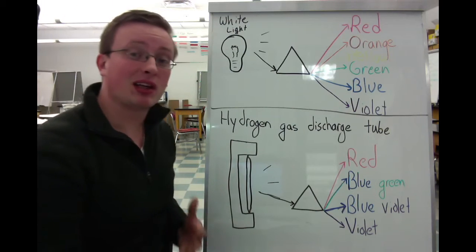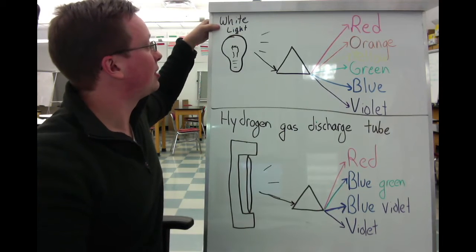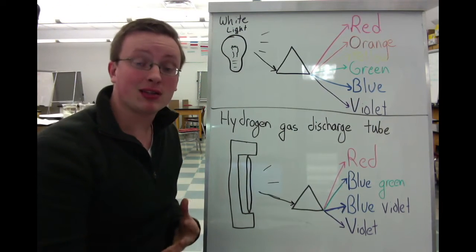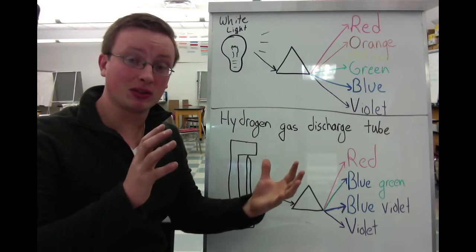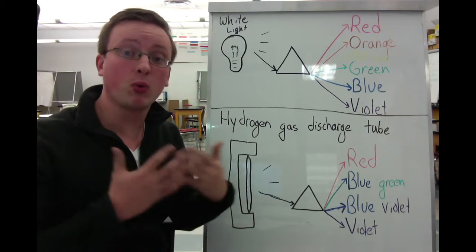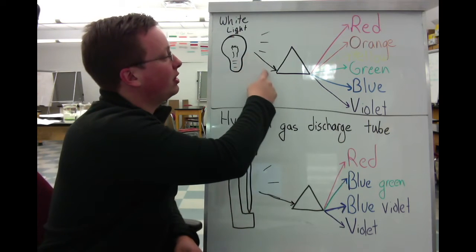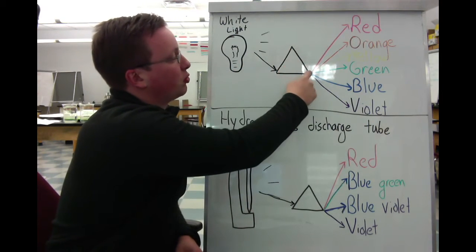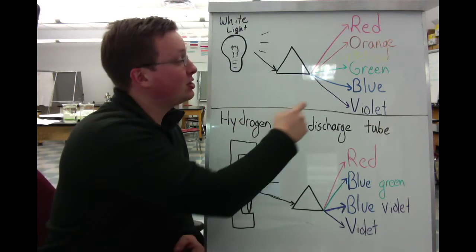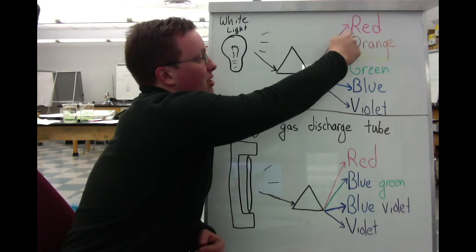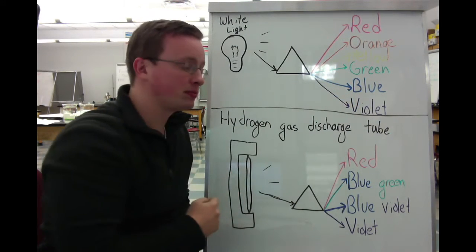If you have something like a light bulb, it emits what's known as white light. White light is a form of light that contains all the different colors and therefore all the different wavelengths of light. If we take white light and we send it through a prism, we can split that light into its different colors: red, orange, yellow, green, blue, and violet.